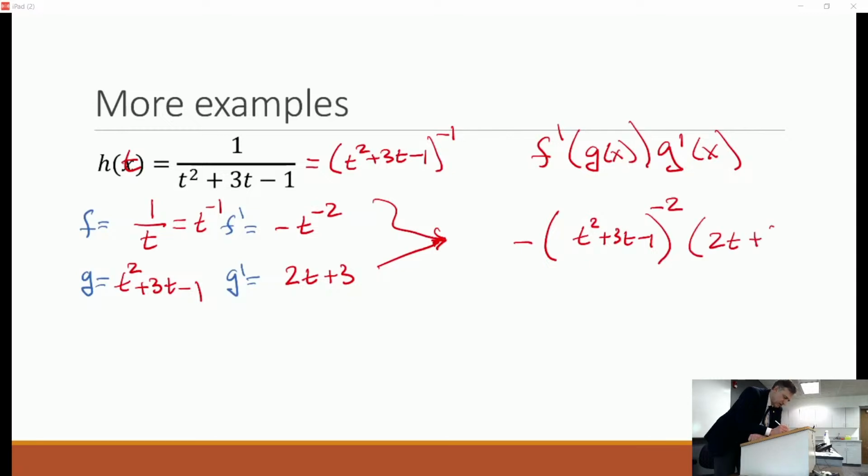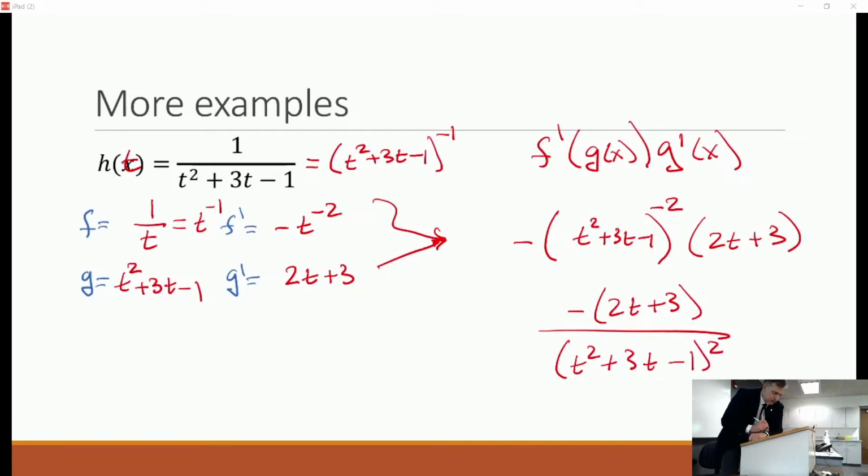That's amazing. Good job. So this would be something like this, if we were to write it as a single fraction, with t squared plus 3t minus 1, squared. But there it is. Very nice. It's beautiful. Very good.